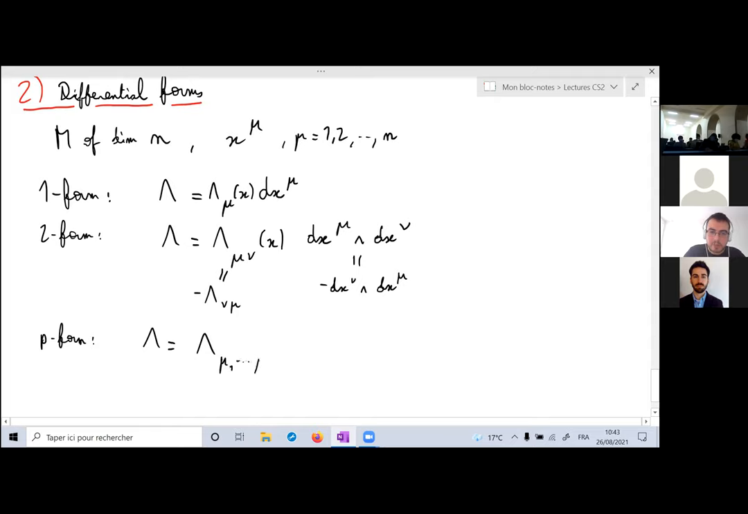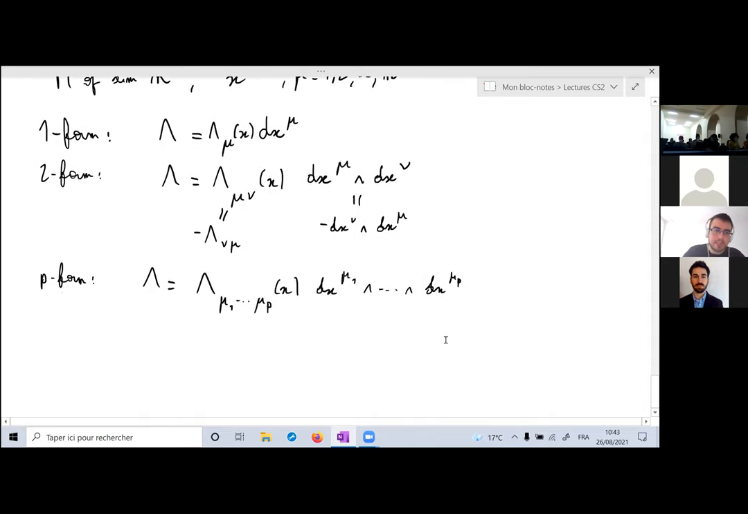have components with p indices, which are contracted with p of these dx's together. And from there, we can define more generally the wedge product, the exterior product, which basically, if I start with lambda, which is a p-form, and I wedge it with, let's say, this psi here, which is a q-form, then what I get is a (p+q)-form. And in particular, it will satisfy some skew-symmetry property. So if I exchange psi and lambda, I get a minus sign, and more precisely, I get minus one to the power pq, because I need to exchange p dx's with q dx's. So in the end, I get a sign minus one to the power pq.